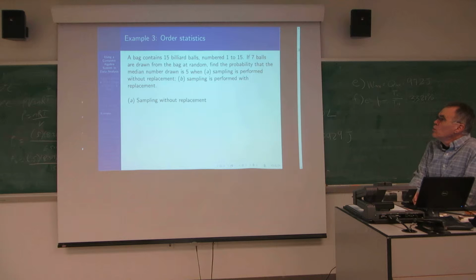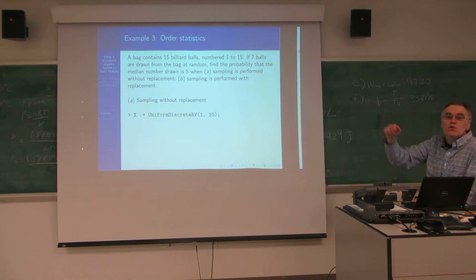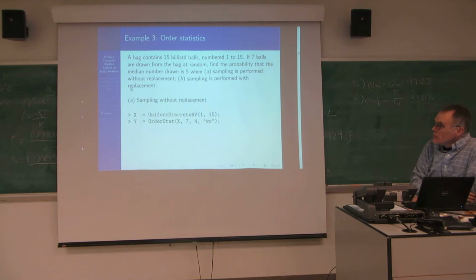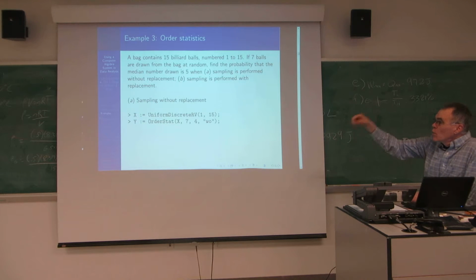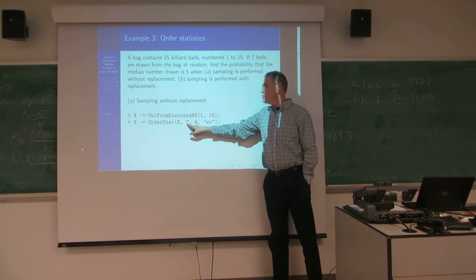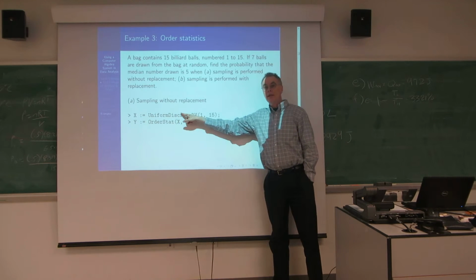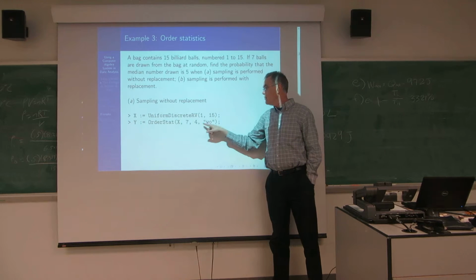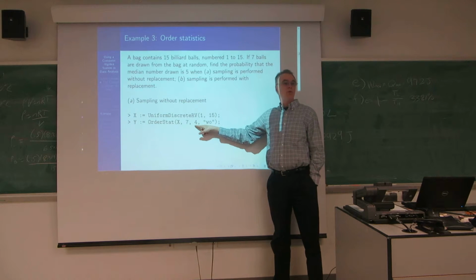So here's the Apple code just to give you a feel for part A. You would say x is a discrete random variable from 1 through 15. So equally likely to pick any of the balls out of the bag. And then there is a routine called order stat, and this was written by Diane Evans, who was a former William & Mary student. And what order stat does is it says, I am going to take 7 values from this population distribution, all equally likely, and I'm going to look at the fourth. Why the fourth?